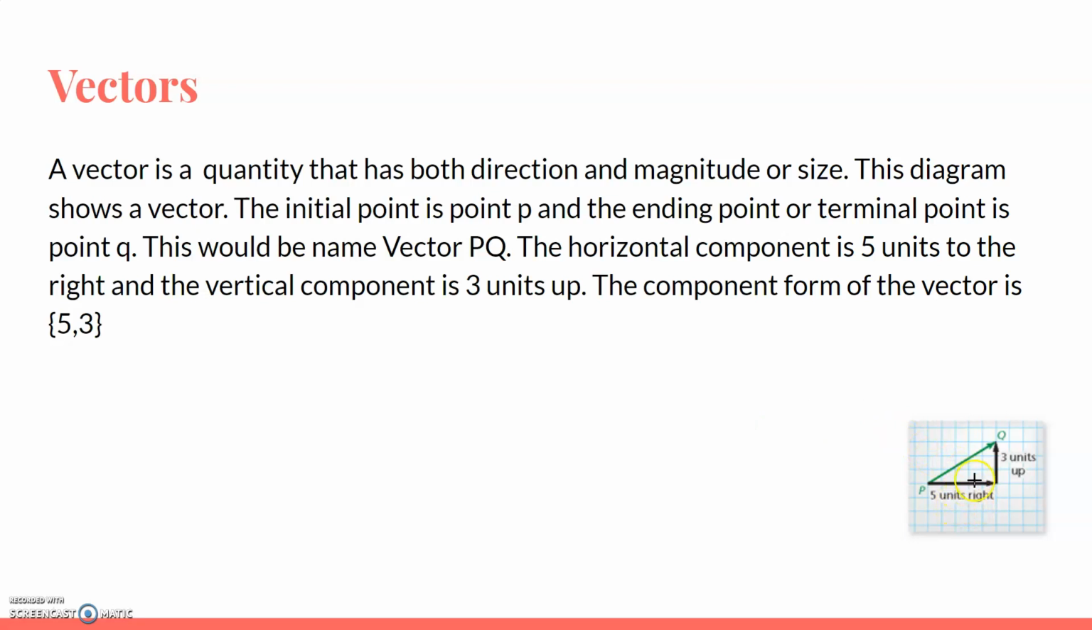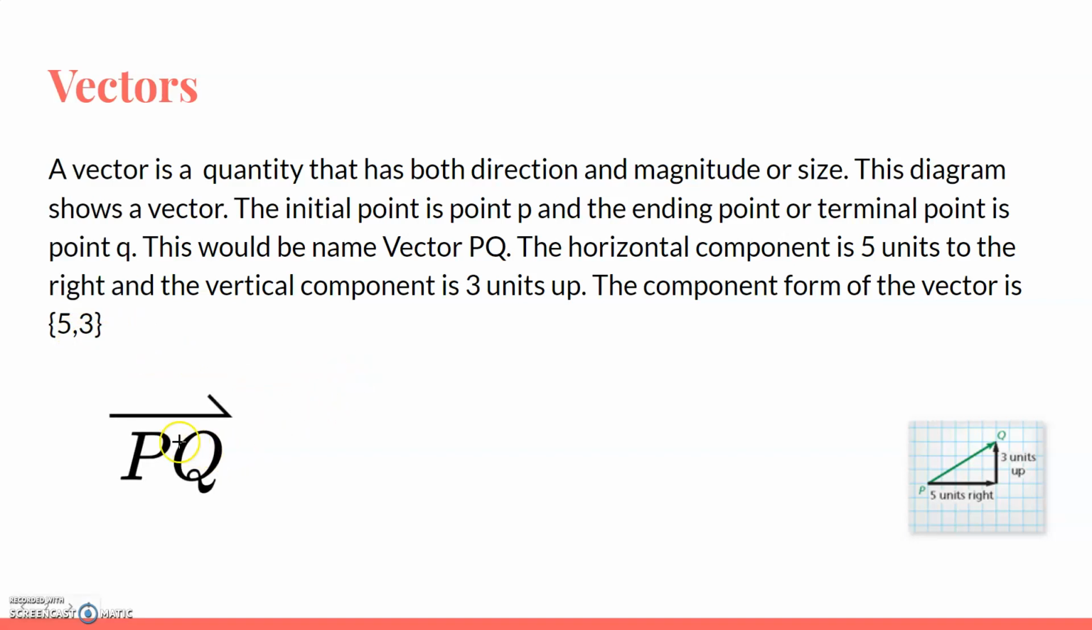The horizontal component is 5 units to the right, with right being the direction and 5 units being the magnitude, and the vertical component being 3 units as the magnitude and up as the direction. So, how do you write the component form of the vector? You use angle brackets and you write the horizontal component followed by the vertical component. As you can see here, the horizontal component is 5, so that's the x in this case, and the vertical component is 3, and that's the y in this case. But sometimes you see this as a, b, so it's just different variables, but the same topic.